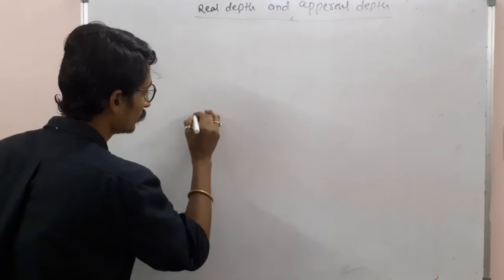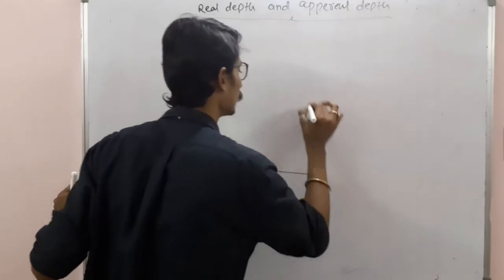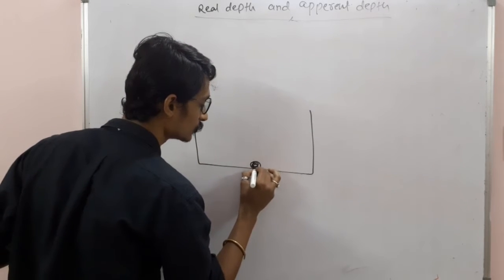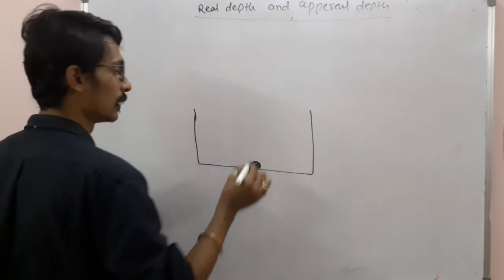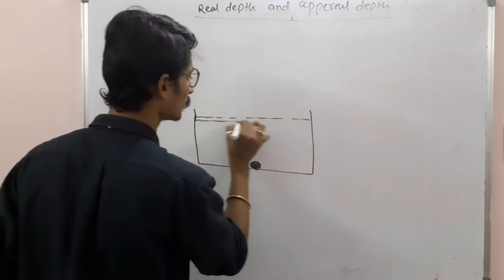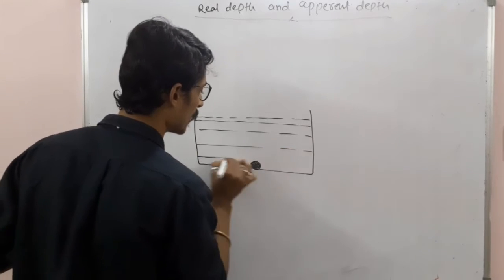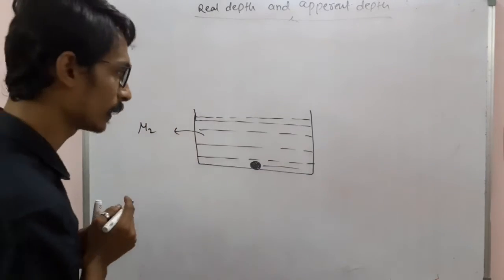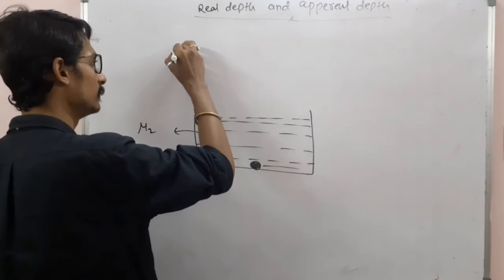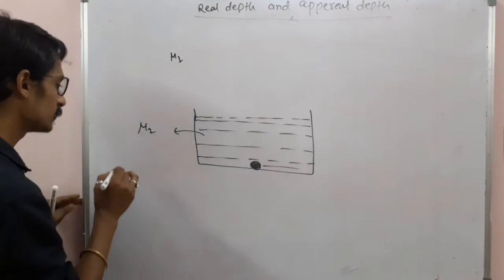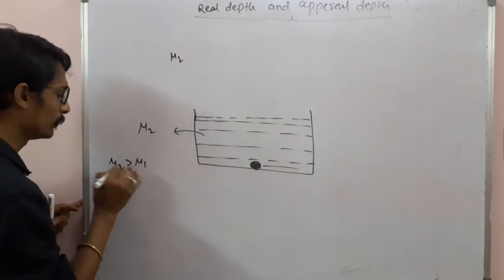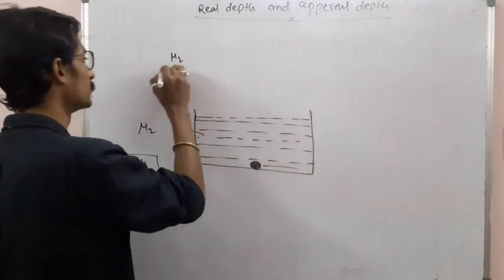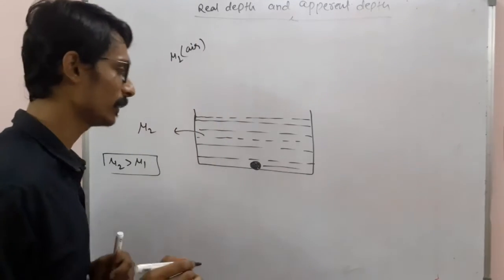Suppose we have a tank here, something tank like, and in this tank a coin is kept over here. This is a coin. Any liquid is filled in this tank, and whatever the liquid is, the refractive index of that liquid is mu2, and the refractive index of the rest of the medium is, suppose, mu1. And I am saying that mu2 is greater than mu1. I am writing here mu2 is greater than mu1. Let the medium here be air.